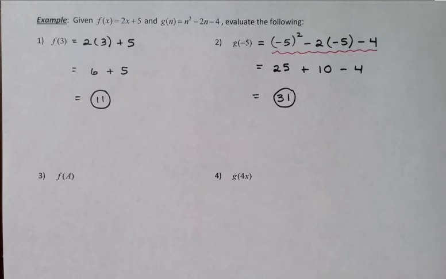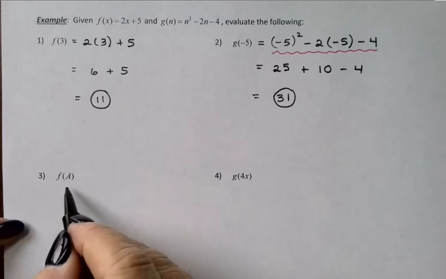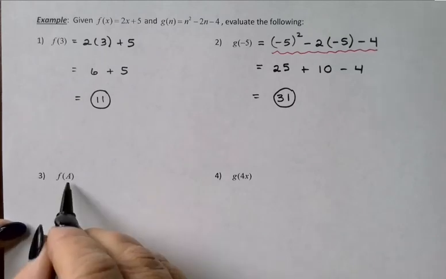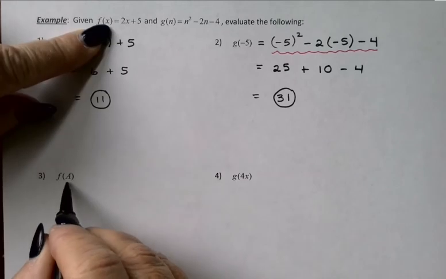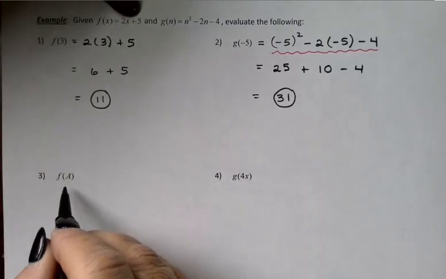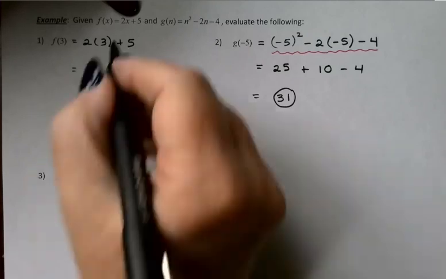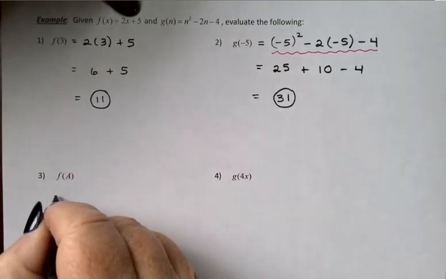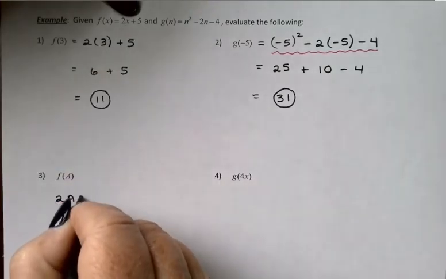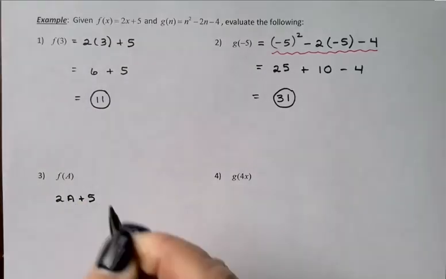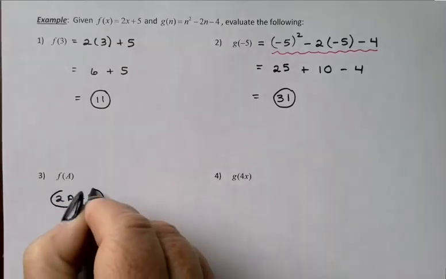All right, in number 3, we're being asked to find f of a. All I'm being asked to do here is to take the x and replace it with an a. So there's almost no work to this one. I just replace that x with an a. I have 2a plus 5, and I'm done. There's nothing more I can do.